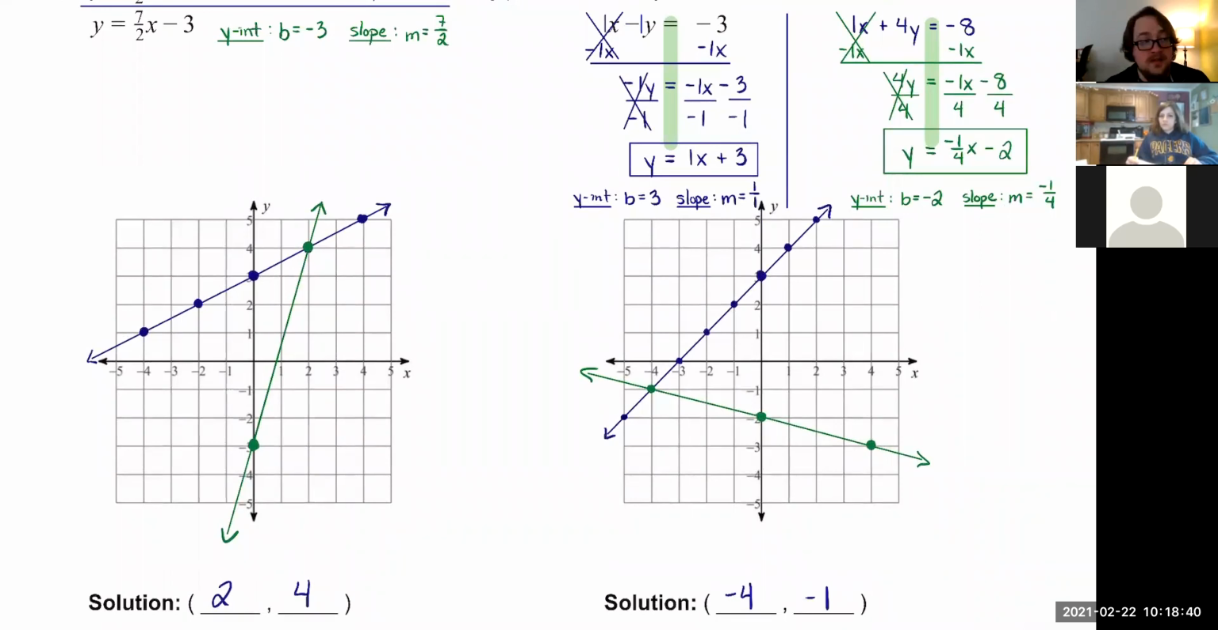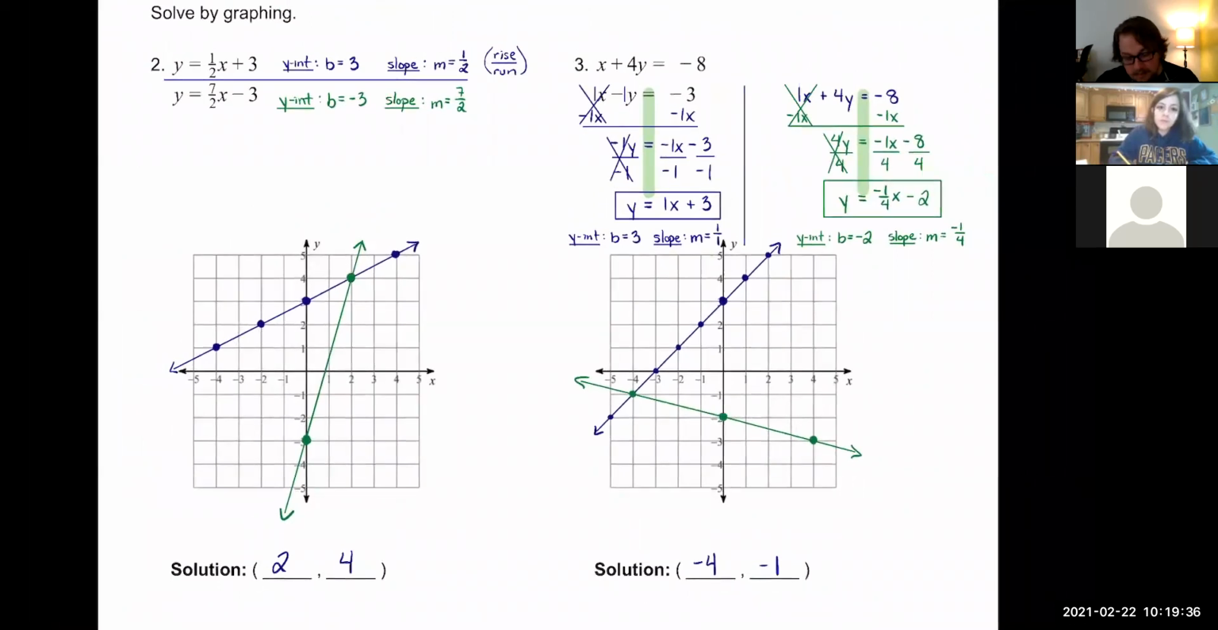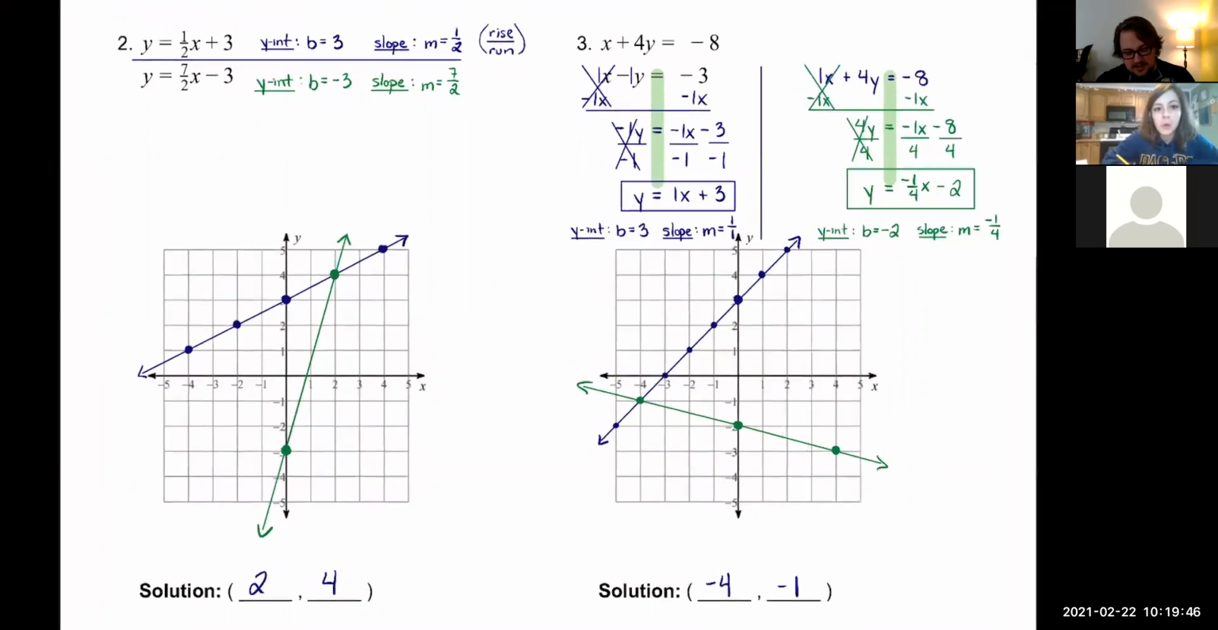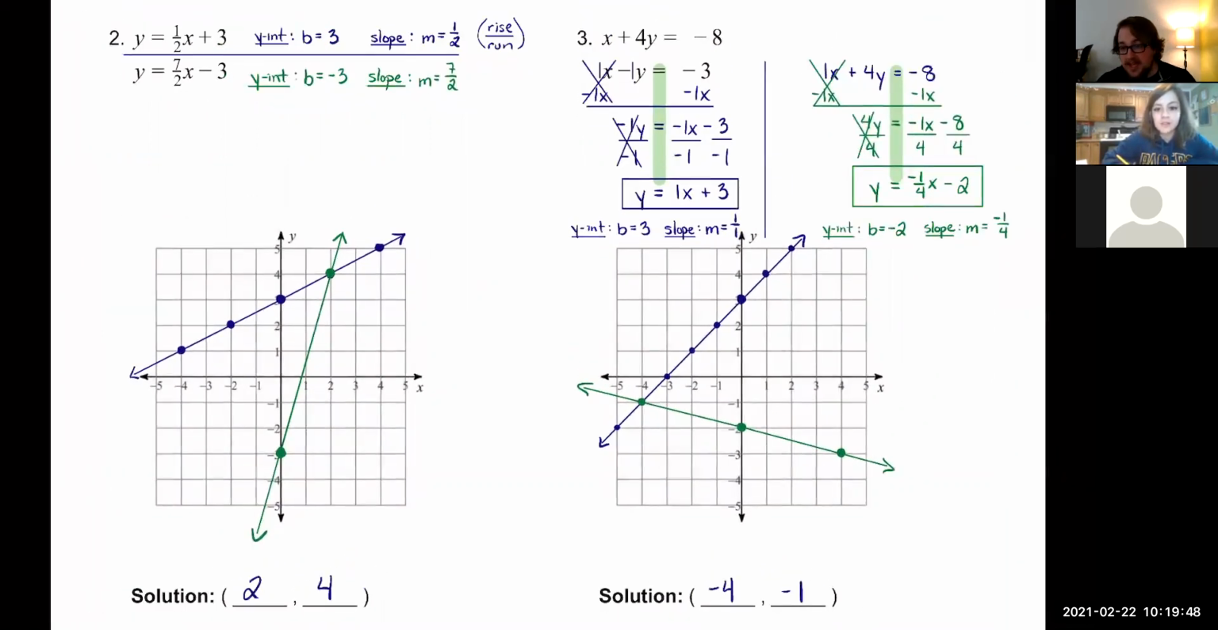Hey, Dust. And John. So again, to summarize, if we're solving by graphing, we need them in slope-intercept form. We graph the lines. We find where they intersect. That point is our solution. So that's kind of the summary of that whole page there.